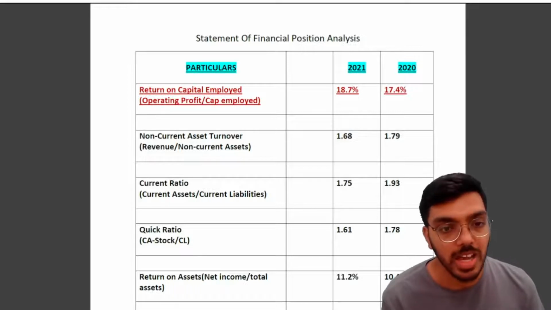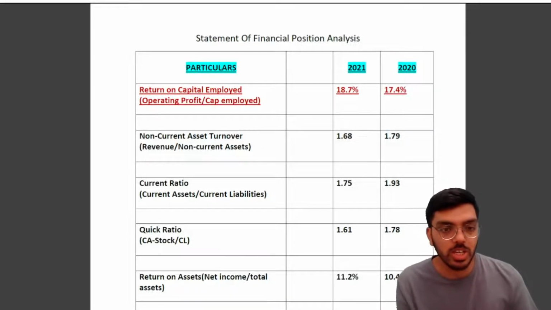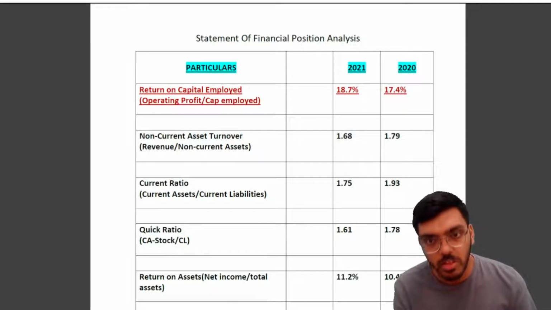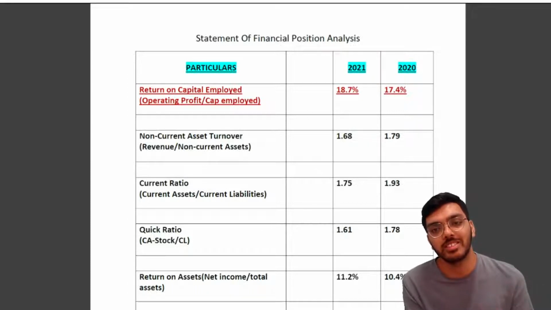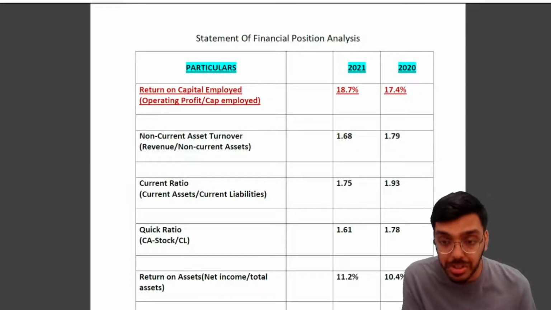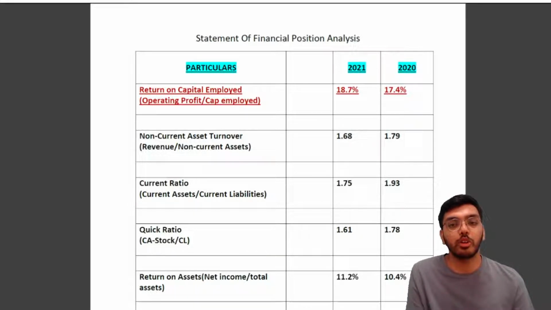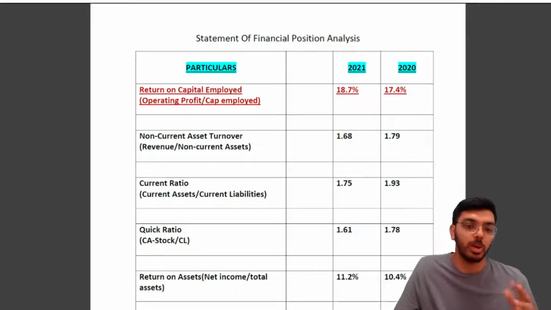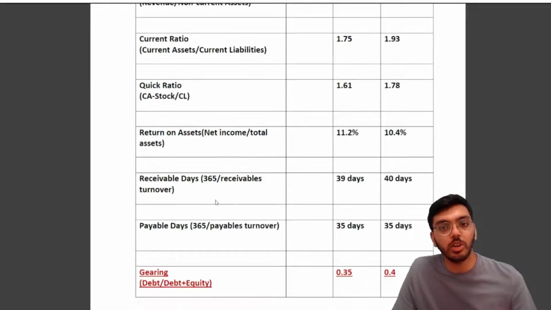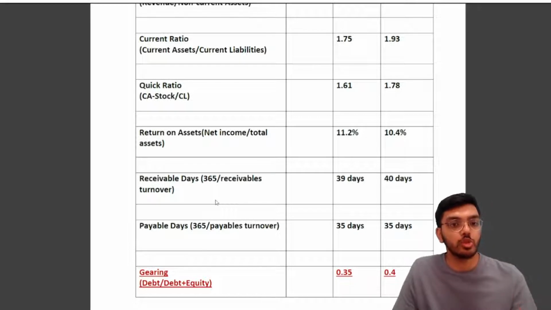Then you have your non-current asset turnover. So the revenue divided by the non-current assets slightly went down, but every $1 invested gives you a 1.68 return in our company, a good return I would say. Current ratio from 1.93 became 1.75. Quick ratio from 1.78 became 1.61. Your return on assets from 10.4 became 11.2. So you are generating a good income from the same number of assets. This year, the asset investment has gone up a little bit, but your profit has also increased.